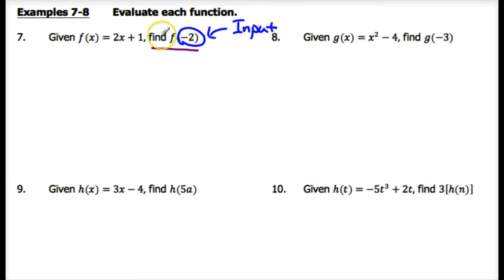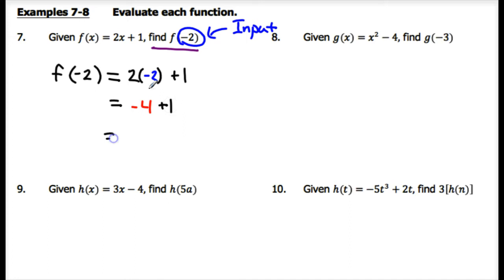To find the output, we're going to take negative 2, and everywhere we see an x, we're going to replace the x with a negative 2. So f of negative 2 would be equal to, my equation is 2x plus 1, so I'm going to take my equation and instead of x, I'm going to plug in or substitute a negative 2. So 2 times negative 2 is negative 4, plus 1 gives me negative 3. That means that my output for this problem is negative 3 anytime my input is negative 2.